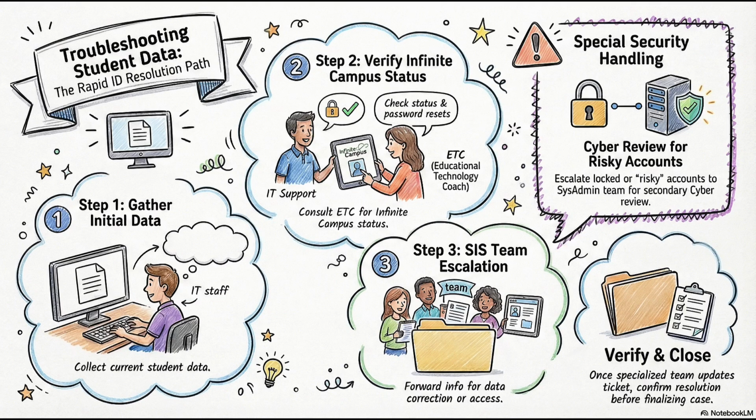First, gather the initial data. You need to start by checking Rapid ID, specifically at me.forsythk12.org, using an IIQ user search just to see exactly what's sitting in the system.